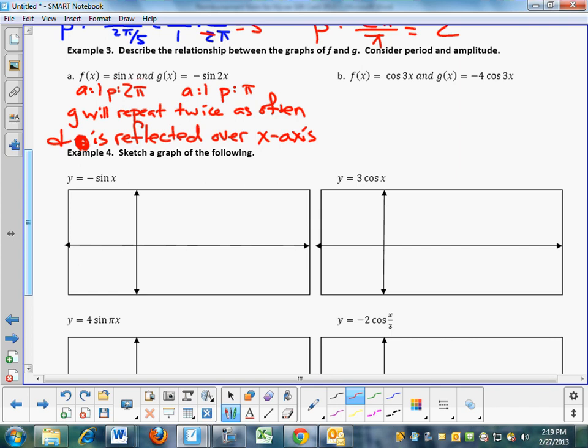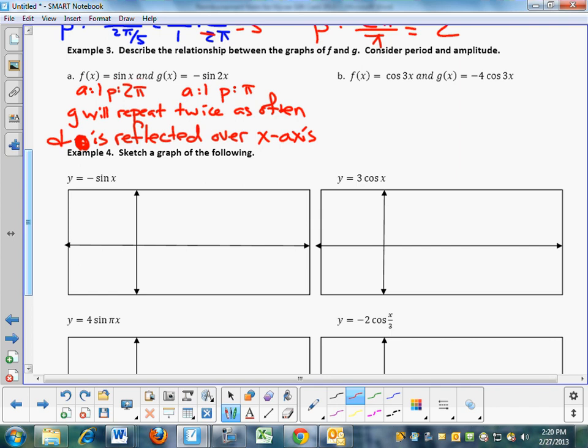Somebody tell Jensen why we know it's reflected over the X-axis. Negative on the outside. What if the negative was in front of the 2? Reflected over the Y-axis. And we really try not to deal with that. There's just other ways to write it that make it simpler, so try not to think about that. Not very applicable for us.